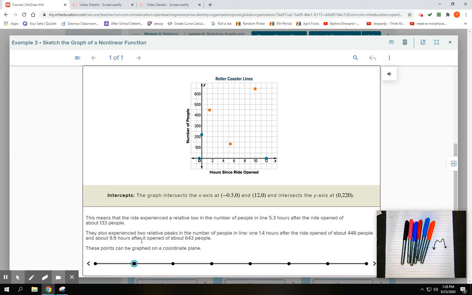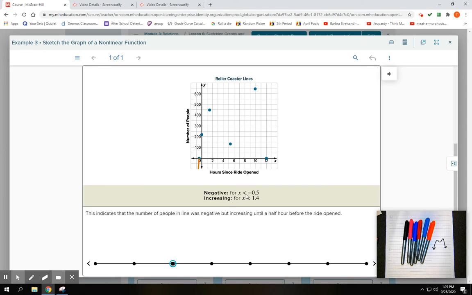And at 9.9 hours after the ride opened, there were 643 people. So at 9.9, we have a dot for 643. And these points can also be graphed. So now we can start to see the shape of our graph coming together.